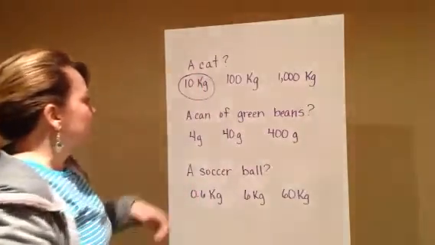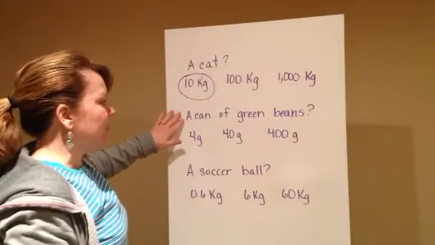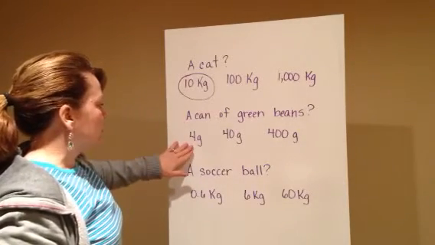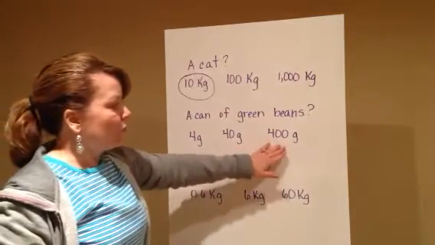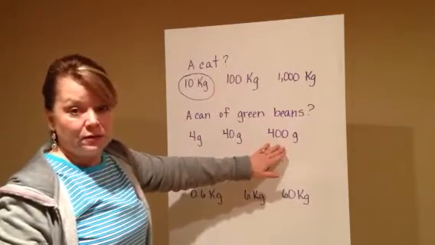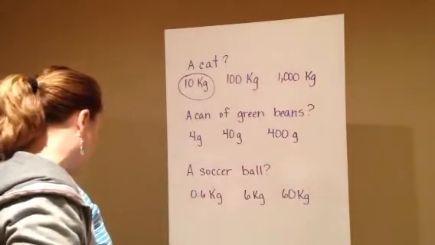Okay. Let's say that we have a can of green beans. Our choices are 4 grams, 40 grams, or 400 grams. So we're talking grams.